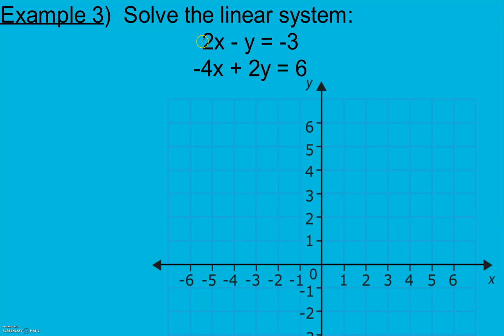So here, to find my x-intercept, I'm going to plug a 0 in for y. Remember, when we cross our x-axis, our y value is always 0. So I'm going to have 2x equals -3. To get rid of my multiplication, I'm going to divide, and x equals -1.5.